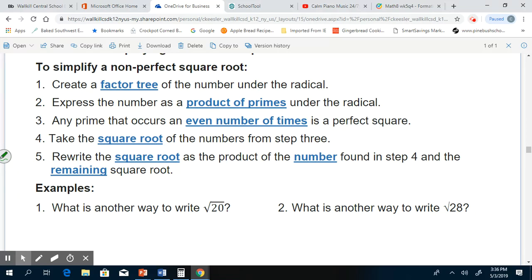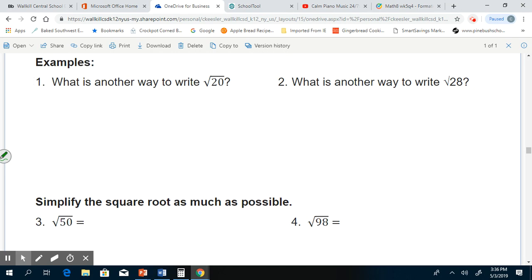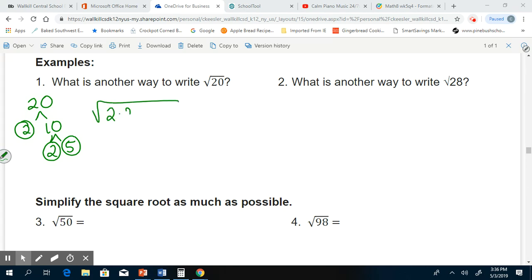So let's take a look at number 1. What is another way to write square root of 20? If we make a factor tree, 20 is 2 times 10. 2 is prime, so we're going to circle that. And 10 is 2 times 5, both prime, so we circle those. So another way to write square root of 20 is square root of 2 times 2 times 5. Again, any number that shows up an even number of times represents a perfect square. So 2 times 2 is a perfect square, and we know 2 times 2 is 4. So now we have square root of 4 times 5.